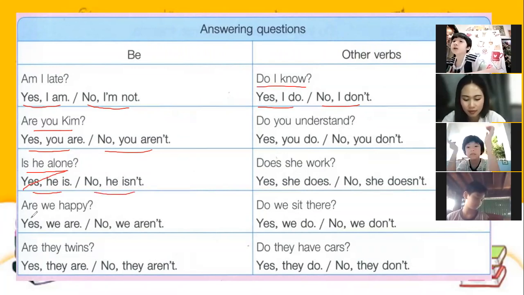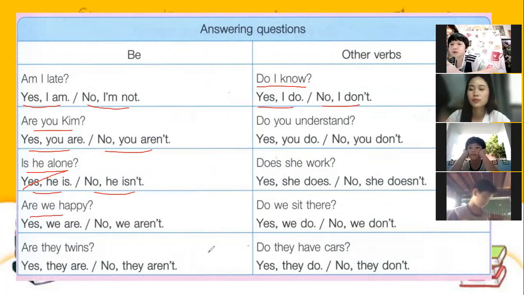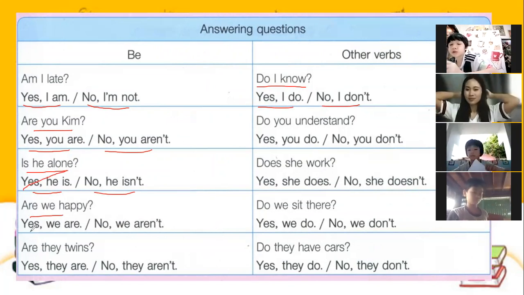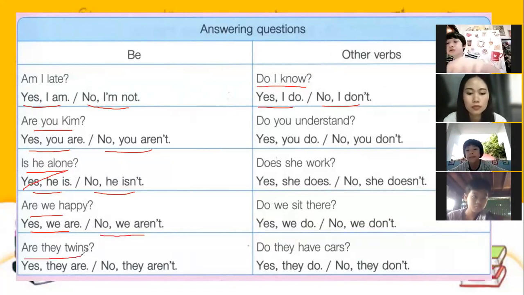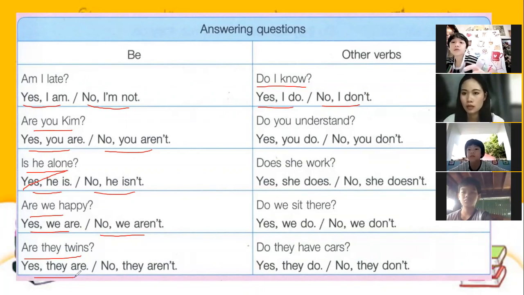Okay. Now, are you happy? When you are asked "are you happy?", somebody is asking you a question. If you would like to answer affirmative in the positive sense, yes, we are. If the answer is in the negative sense, we would say, no, we aren't. Similar, we have the question, are they twins? If you like to answer affirmative in the positive sense, that means yes, they are. And if you like to answer in the negative, no, they aren't.